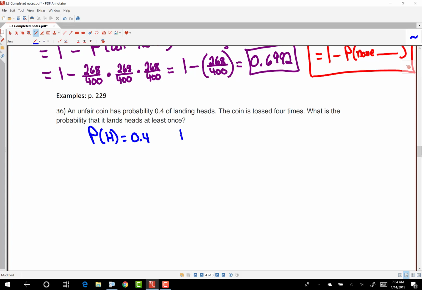Okay, well, first of all, I don't know if I'm going to need it or not, but what would the probability of tails be if the probability of heads is 0.4? Well, these are the only 2 events, so we can use the rule of the complement here. The probability of tails would be 1 minus 0.4, or 0.6. And we're tossing it 4 times. And we want the probability of at least 1 heads.